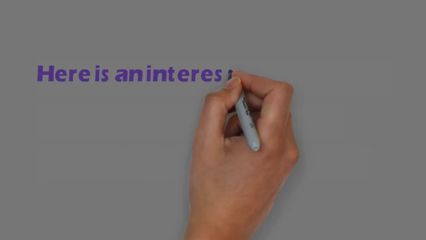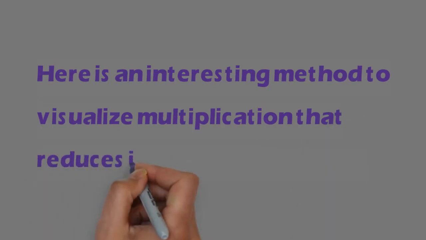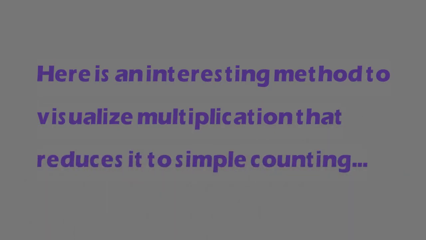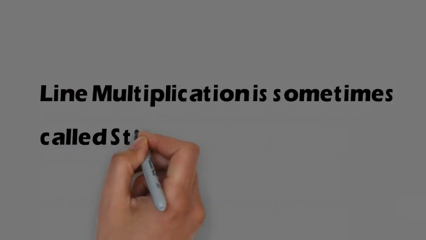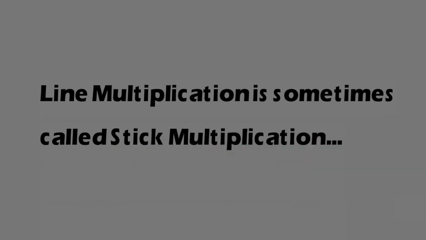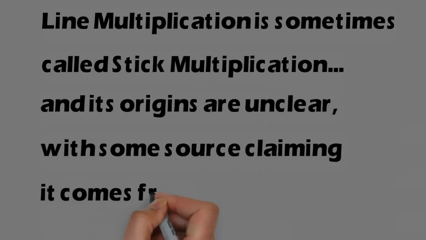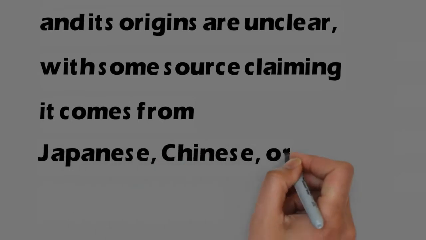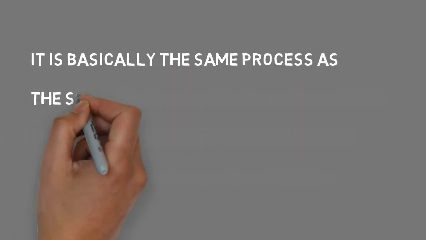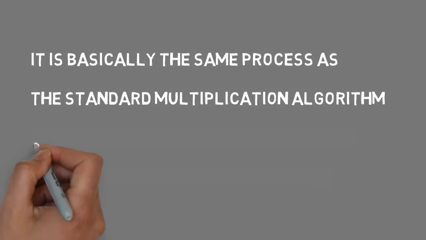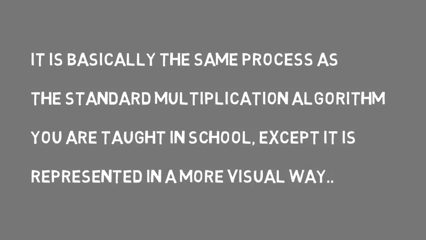Here is an interesting method to visualize multiplication that reduces it to simple counting. Line multiplication is sometimes called stick multiplication, and its origins are unclear, with some sources claiming it comes from Japanese, Chinese, or Vedic cultures. It is basically the same process as the standard multiplication algorithm you are taught in school, except it is represented in a more visual way.